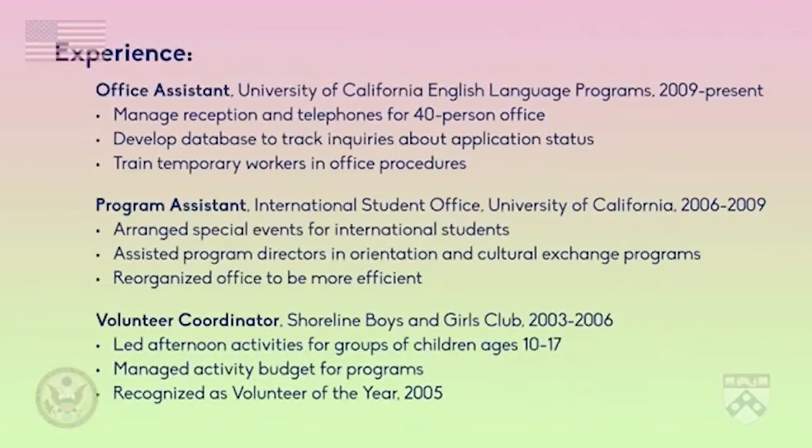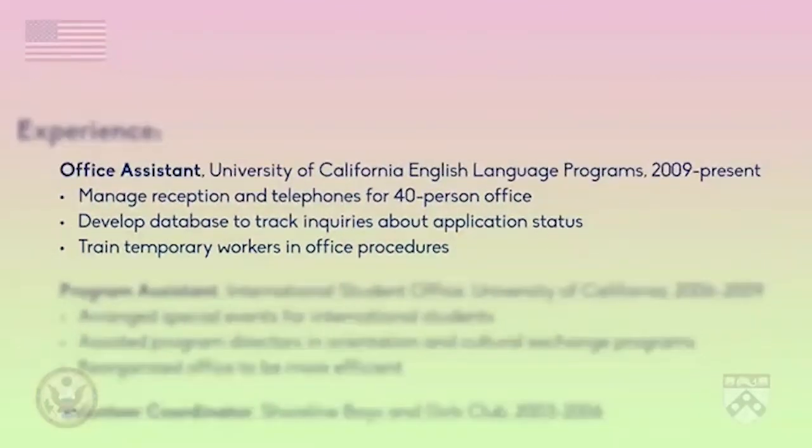Here is Tomoko's resume and description of her experience. As you can see, she listed 3 separate experiences, one of which is a volunteer job. Look at the first experience. On one line, she lists the job title, office assistant, then the employer and the location together, University of California English Language Programs, followed by the years of employment, 2009 to present.